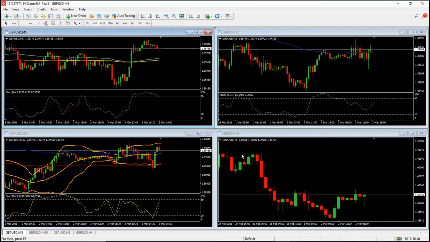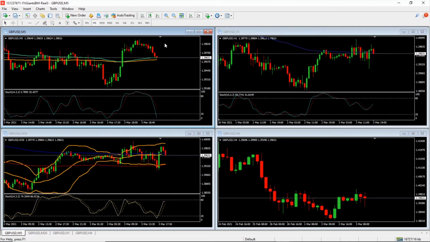So what do we do? We will look at 4 hours, make sure it's going up, 1 hour also up, 30 minutes still up. Then once the 5 minutes corresponds, we join in for a trade.